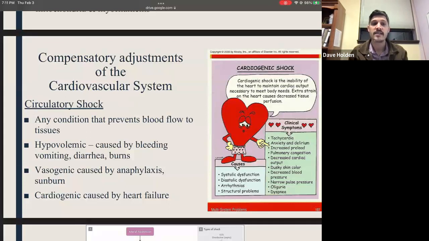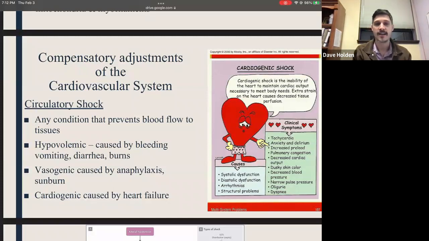Vasogenic, think vaso like vessel. Vas, that word vas, V-A-S, means vessel. So anaphylaxis, you're talking about your breathing vessels, like the bronchioles. And then cardiogenic failure, the failure is generated by the heart, cardiogenic. Why is your heart in shock? Your heart failed. It stopped beating. That'll do it. Every time, it'll put you in shock.